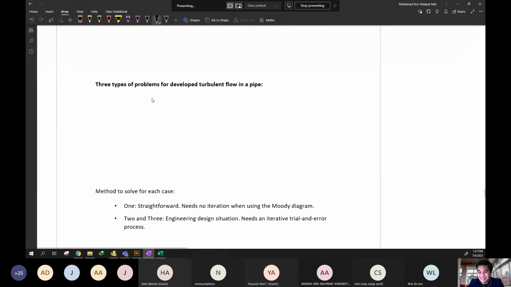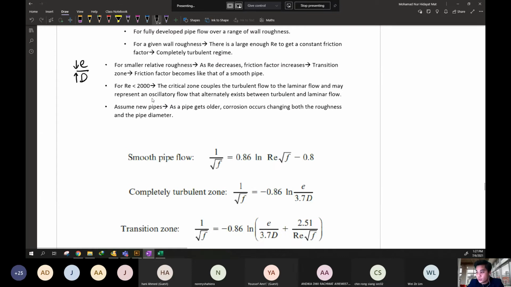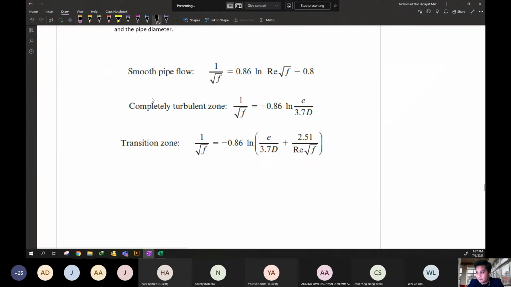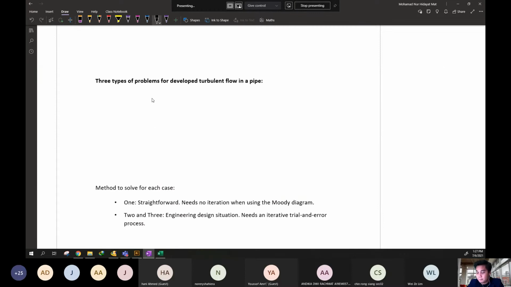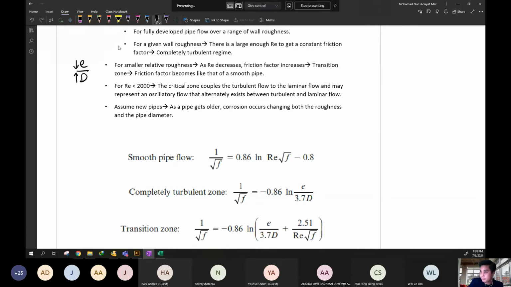So basically, how do we solve problems involving major losses? Inside the pipe, major losses can be categorized into three problems. By the way, this is the general formula for head loss, where the head loss involves the friction factor. So you can see here.